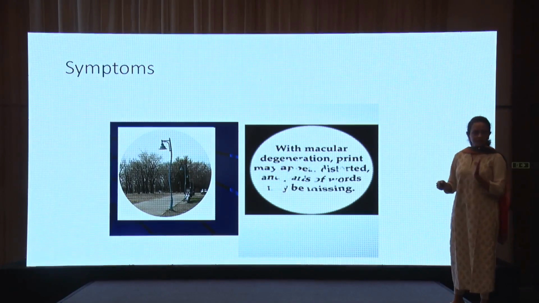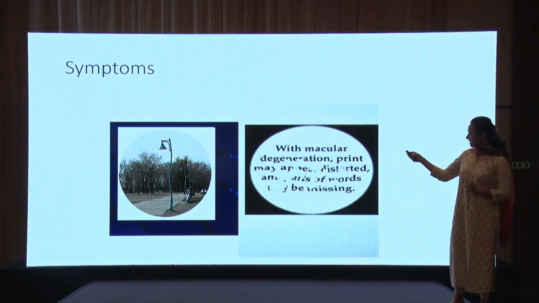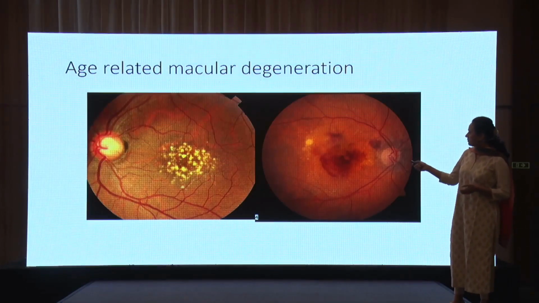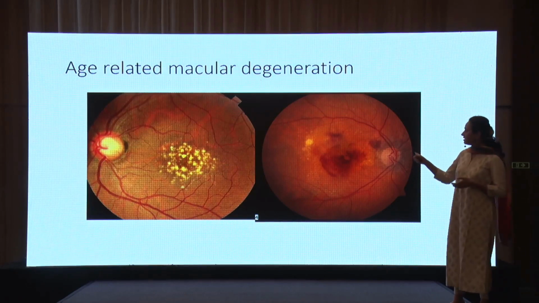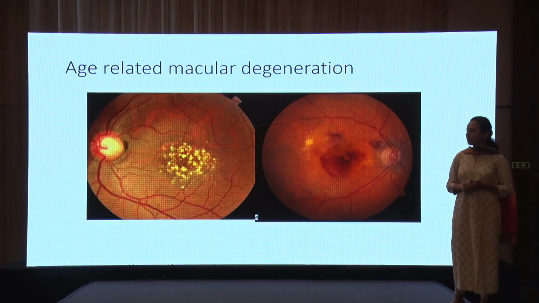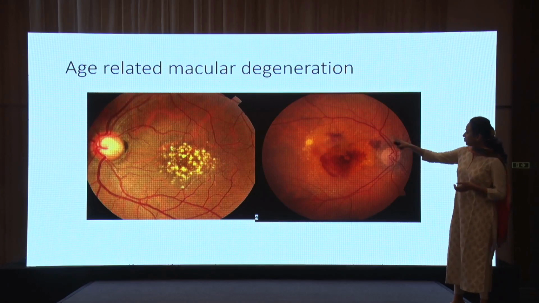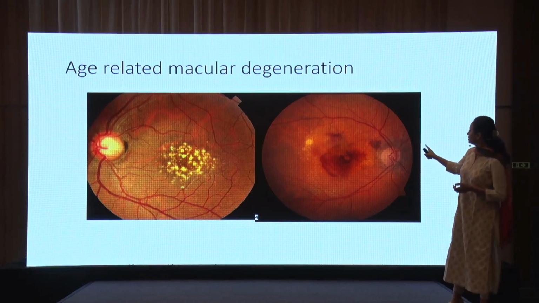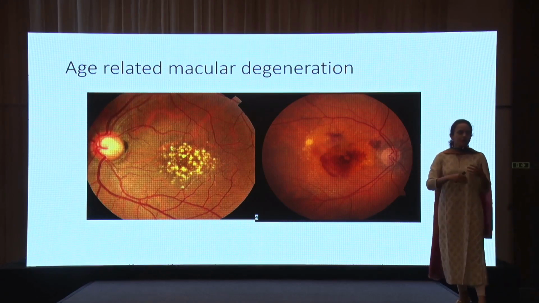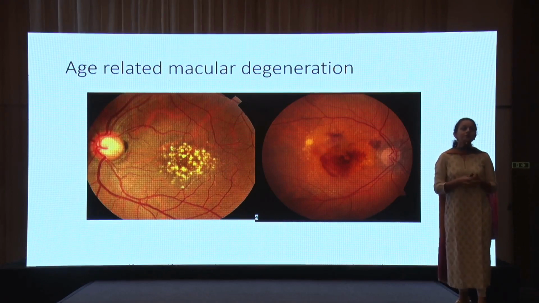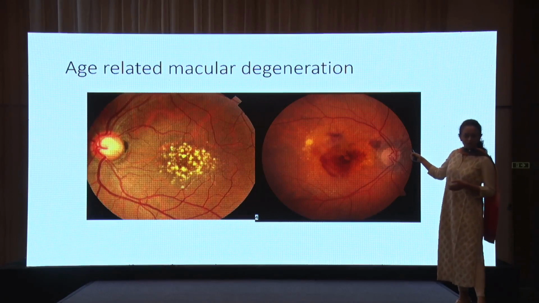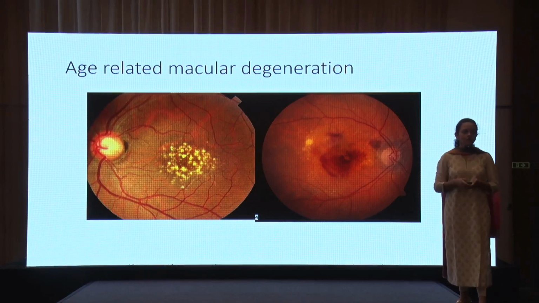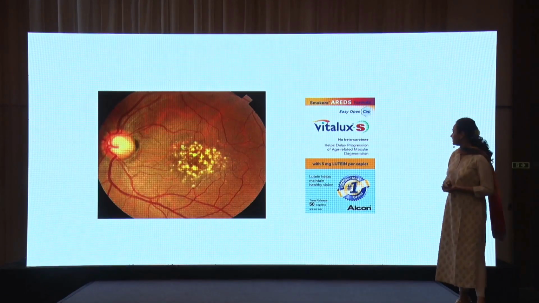The poles may appear wavy like this. So what exactly happens? This is the center part of the retina, as I told you, which is responsible for 90% of fine visual tasks. It develops such white spots, which are degenerating material called lipofuscin. This is the dry variety, and this is the wet variety. The wet variety, which is more progressive and more harmful as far as vision is concerned, results in such hemorrhage because of abnormal vessels in the center of the retina.